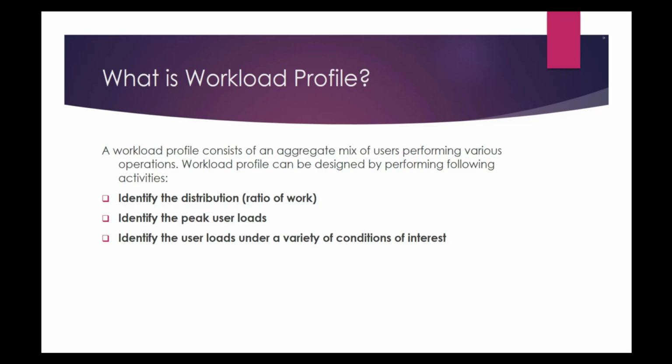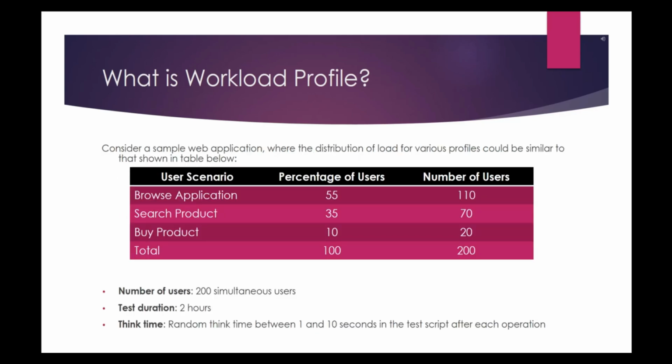Identify the peak user load. Identify the maximum expected number of concurrent users of the web application. Using the work distribution for each scenario, calculate the percentage of users. Identify the user load under a variety of conditions of interest. For instance, you might want to identify the normal user load and the peak user load of the application.